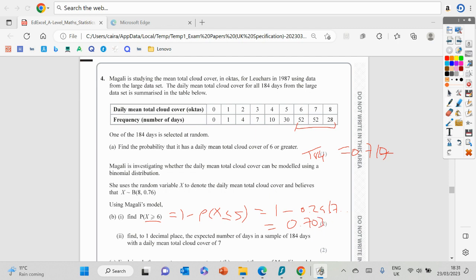To a reasonable degree of accuracy, I shall really do it to 3dp. That should be plentiful. Part 2: find, to one decimal place, the expected number of days in a sample of 184 days that X is 7.